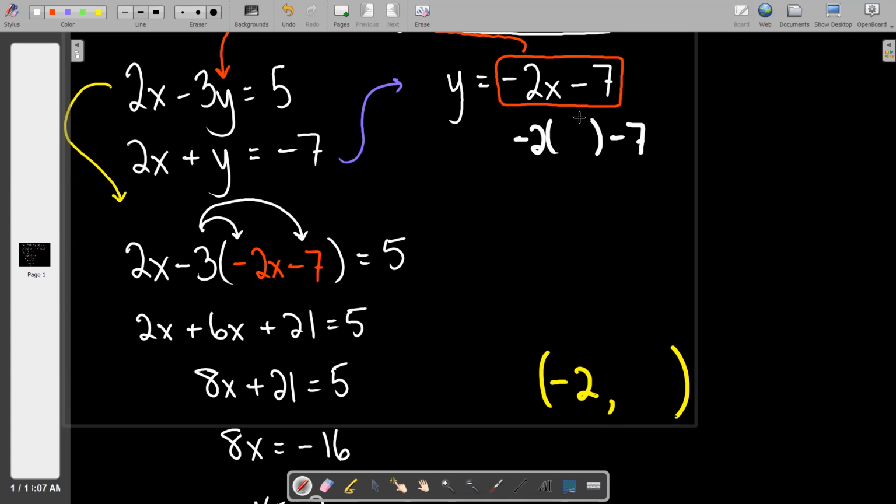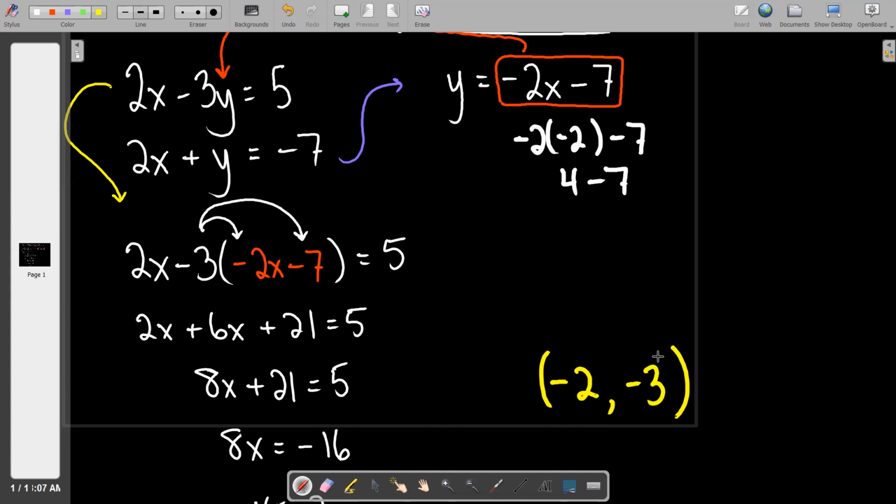And again, what goes in those parentheses? Whatever x is, negative 2. And then again, we hope you can do basic math. What's negative 2 times negative 2? And what is 4 minus 7? Therefore, these two lines cross at the point negative 2, negative 3. Done.